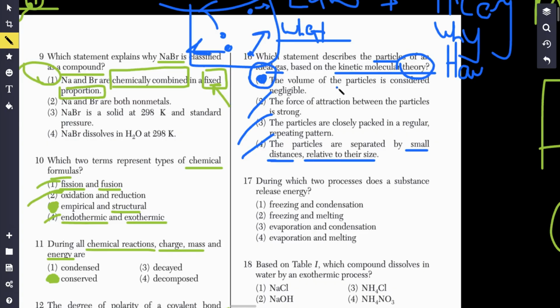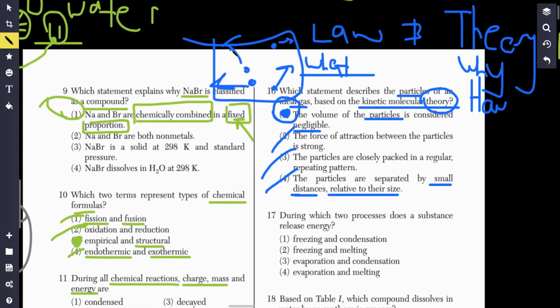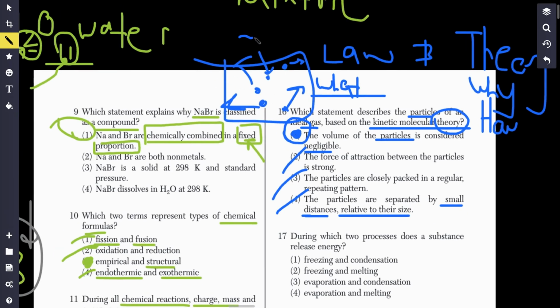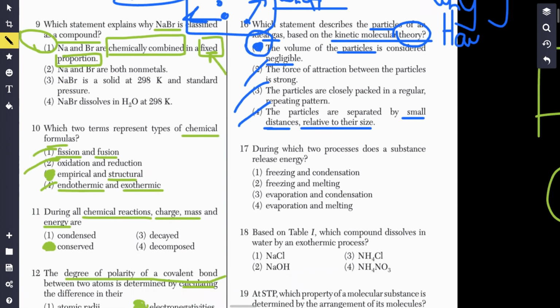The volume of the gas particles is considered negligible. Basically, the volume of the gas particles is so small compared to the container that we can just say that the volume of this gas particle is basically zero. It's so small that it doesn't even matter, because if we're comparing it to the volume of the container, that is going to be way bigger than zero.